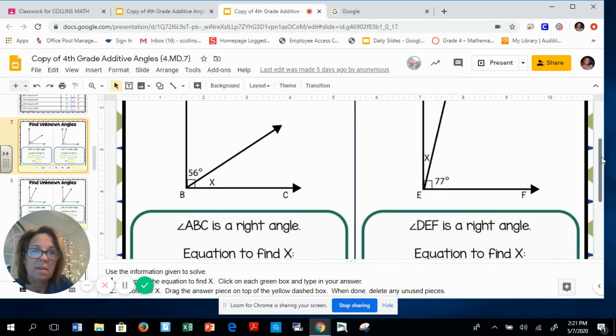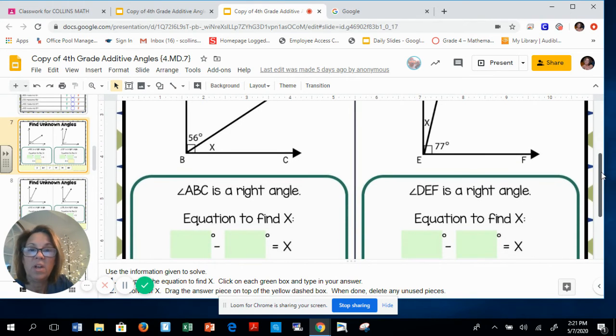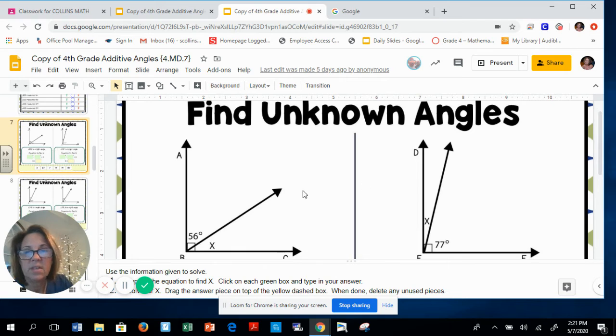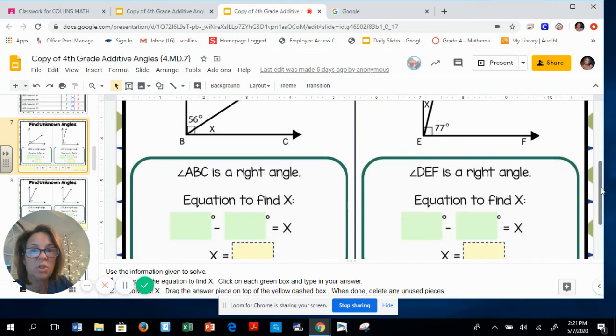And then it says to find the equation to find x. This time they're telling me that this big angle is 90 degrees and from here to here is 56 degrees, but now I need to figure out what this angle is from here to here. If you have the whole, and you take one part away, that will give you the other part. So my whole is 90 degrees.